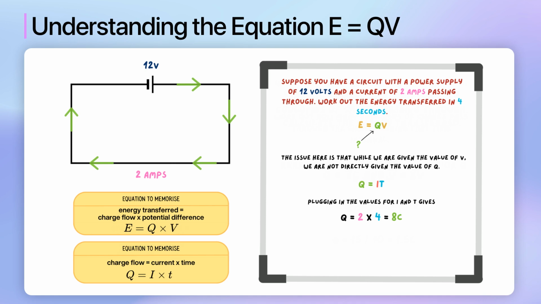Plugging in the values for I and T gives Q equals 2 times 4, which equals 8 coulombs. We can then plug this number into E equals QV to obtain E equals 8 times 12, so 96 joules.